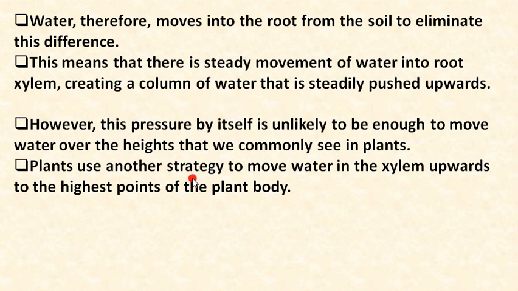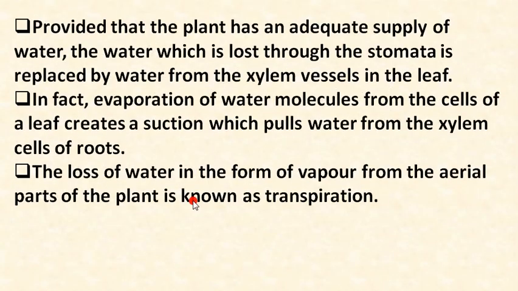Now plants use another strategy to move water in xylem upwards to the highest point of the plant body. So there is another strategy also. Okay, strategy meaning procedure, for example. So here, provided that the plant has an adequate supply, adequate meaning enough supply of water, the water which is lost through the stomata is replaced by the water from the xylem vessels in the leaf.